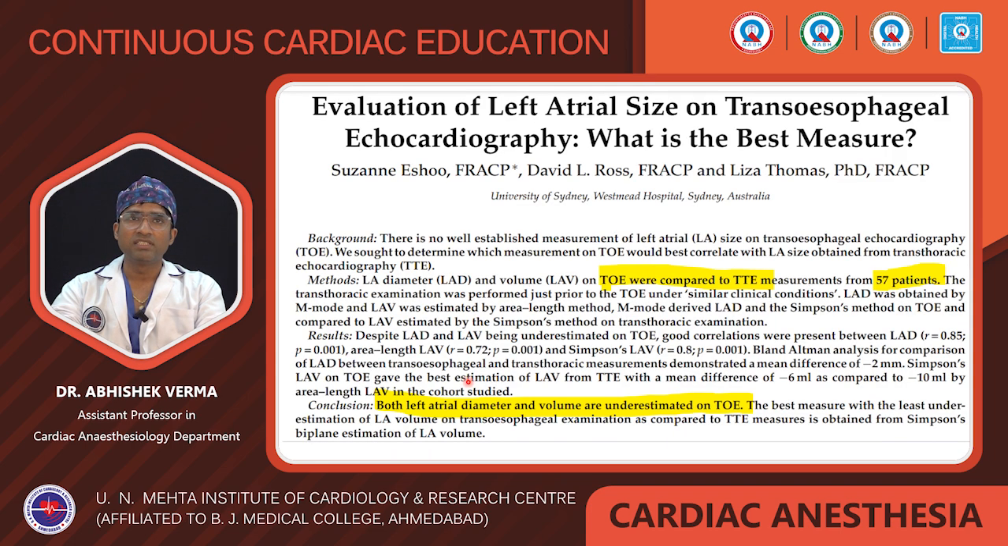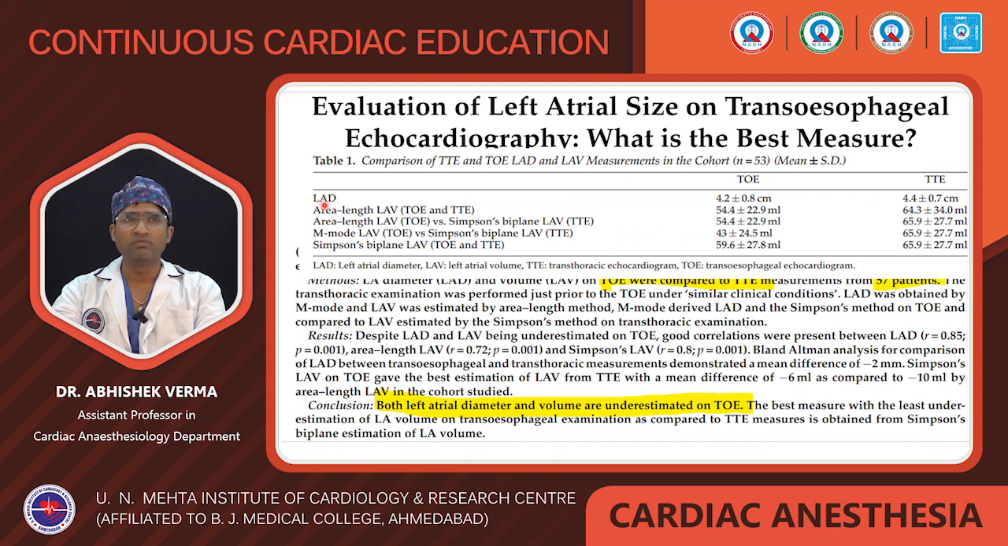There are many studies which ask whether we can measure the LA size accurately on transesophageal echocardiography as compared to transthoracic. There is a study done in 57 patients which compared transesophageal versus transthoracic echo, and which shows that both atrial chamber diameter and volume are underestimated on transesophageal echocardiography. That is why it is not a good marker for transesophageal echo.